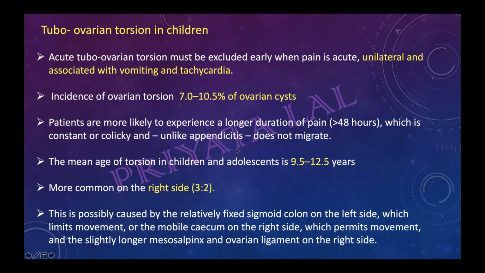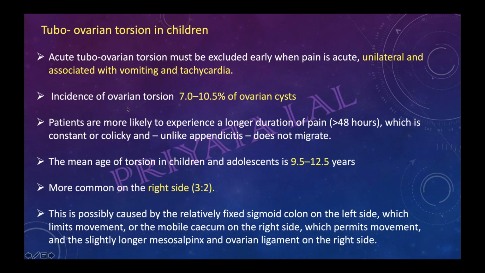Okay, this part is really important because you have to remember when a patient usually comes to you in your clinic, so tubo-ovarian torsion in a child, the patient usually comes with acute, unilateral, intermittent pain, and will present with nausea, vomiting and tachycardia. This is the usual presentation. These symptoms will help you in answering many of your questions.